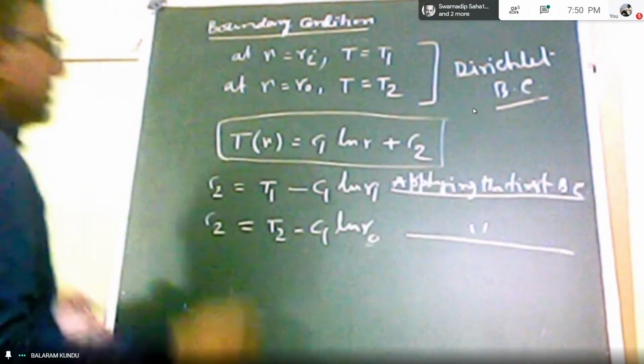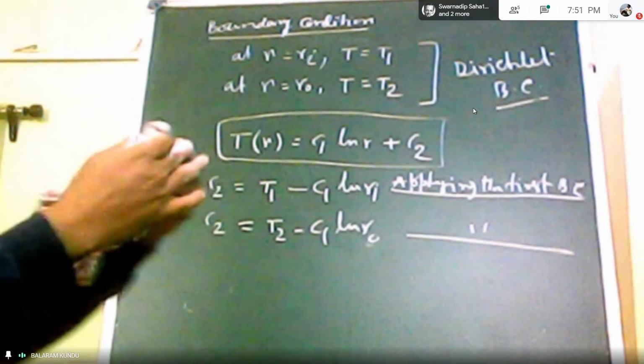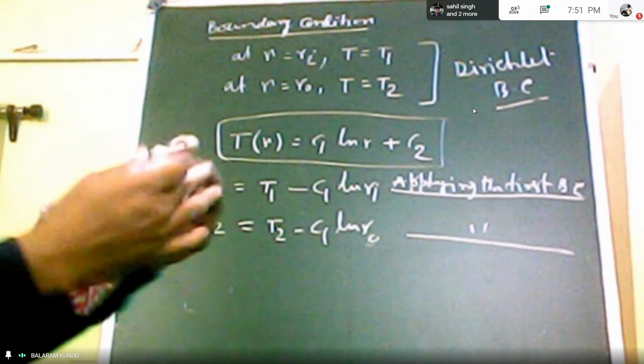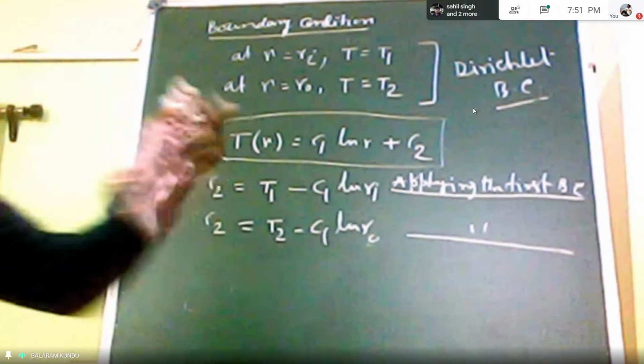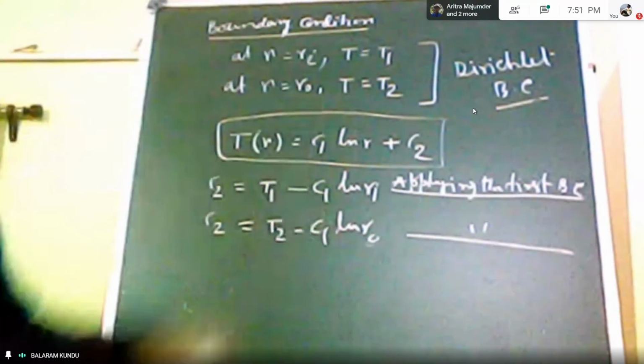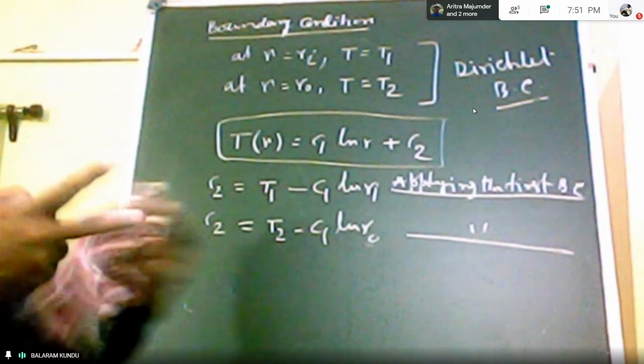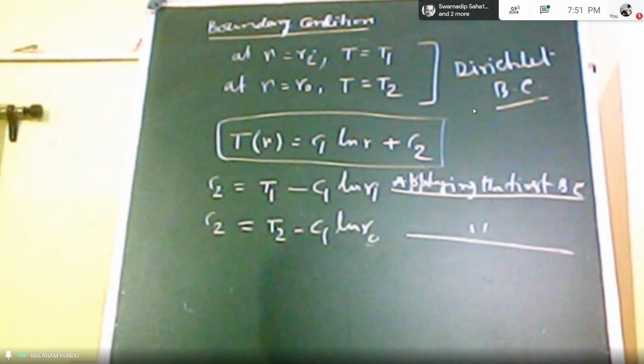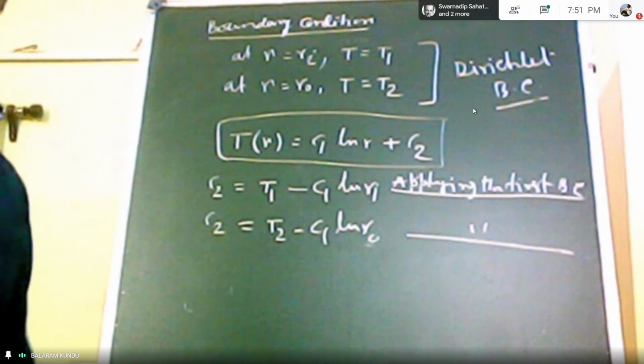That means the temperature decreases in a logarithmic way from the inner surface to the outer surface. From that temperature expression, we can now determine the heat transfer rate by applying Fourier's law of heat transfer.